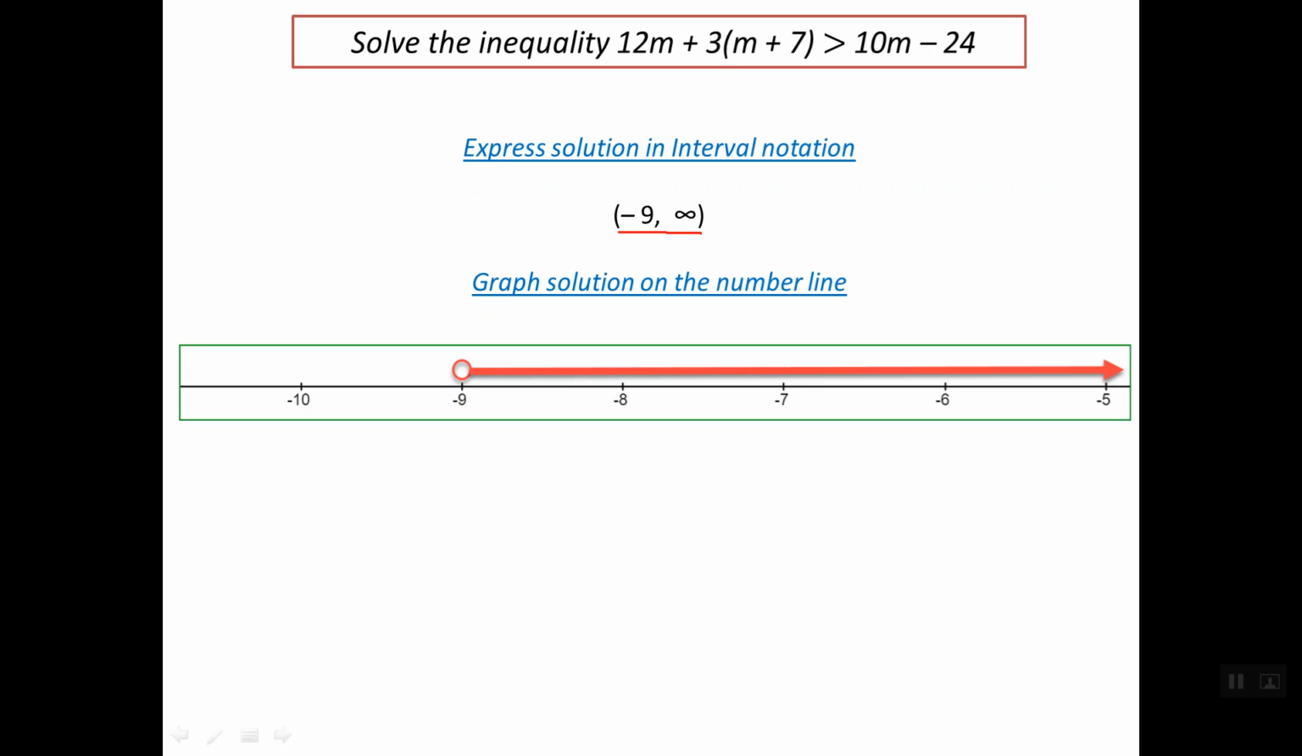That's all about how to solve inequalities that need simplification.